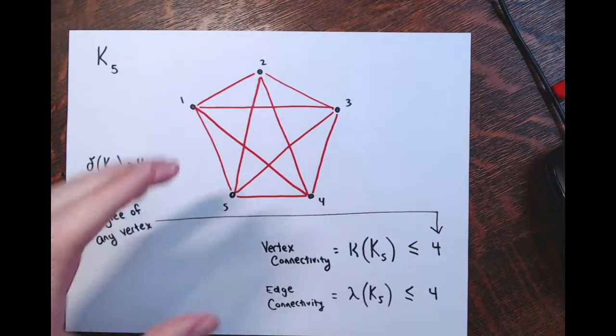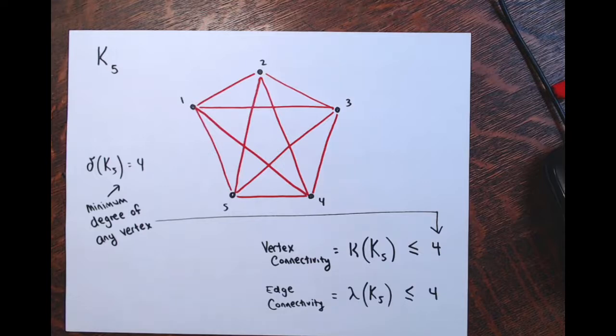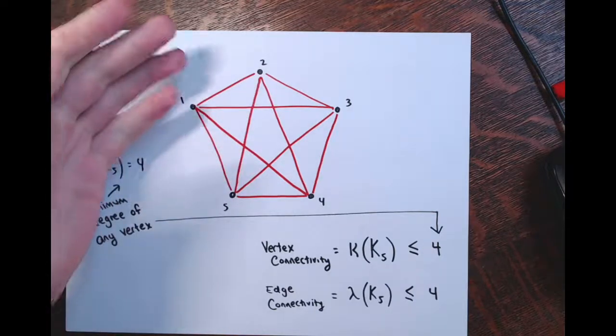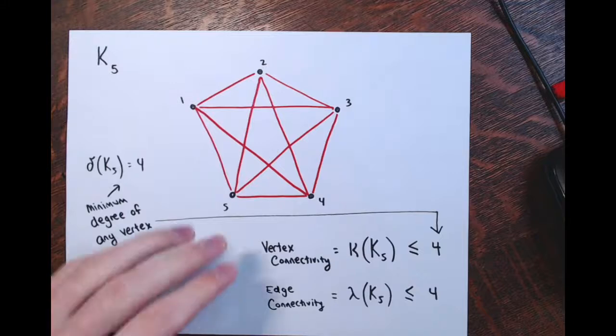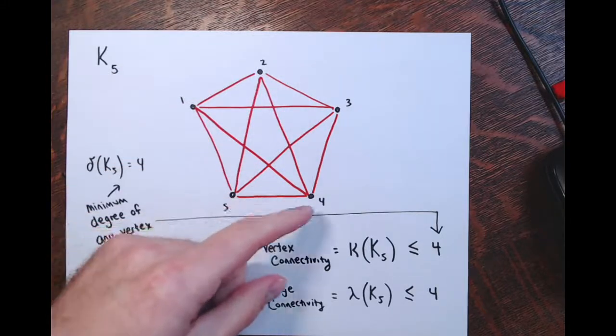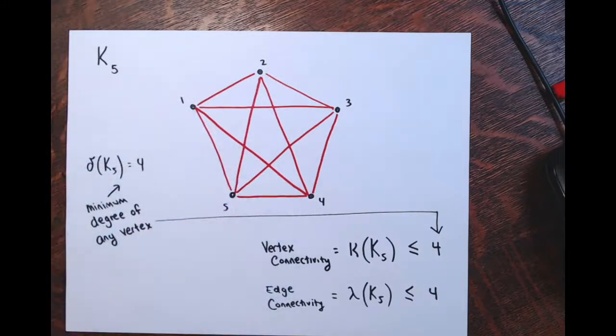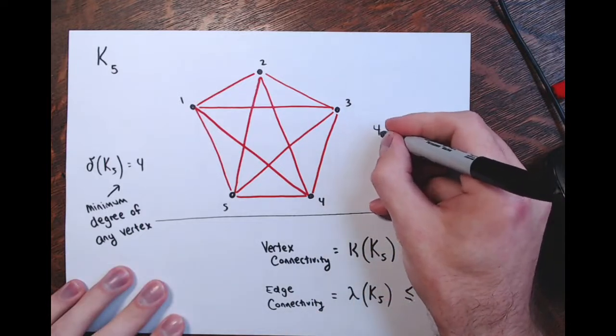Now there are 5 choose 3 vertex sets here. That'd be 10 different combinations, 10 different sets of vertices I'd have to look at. But due to the fact that every time I remove 3 vertices, there's just an edge left between the 2 that remain, that one component. So this is 4 vertex connected.